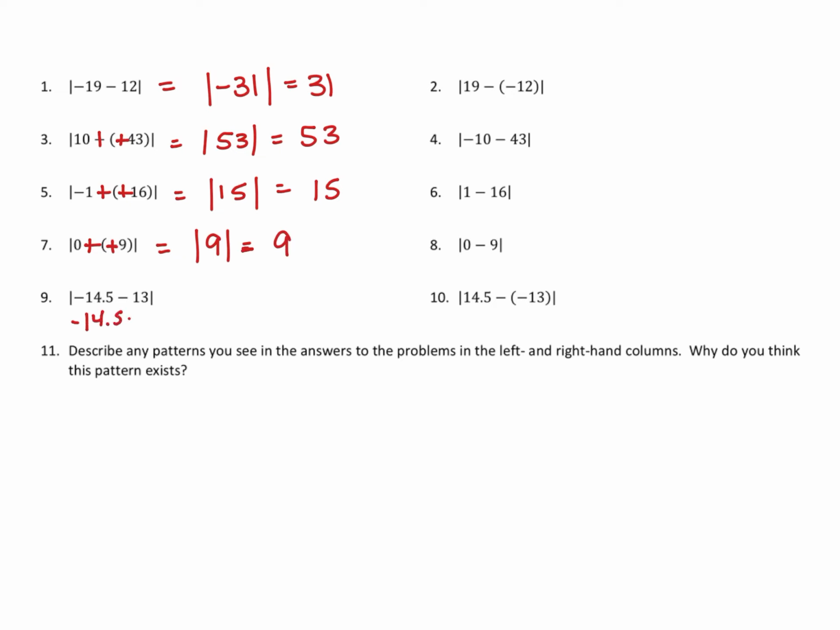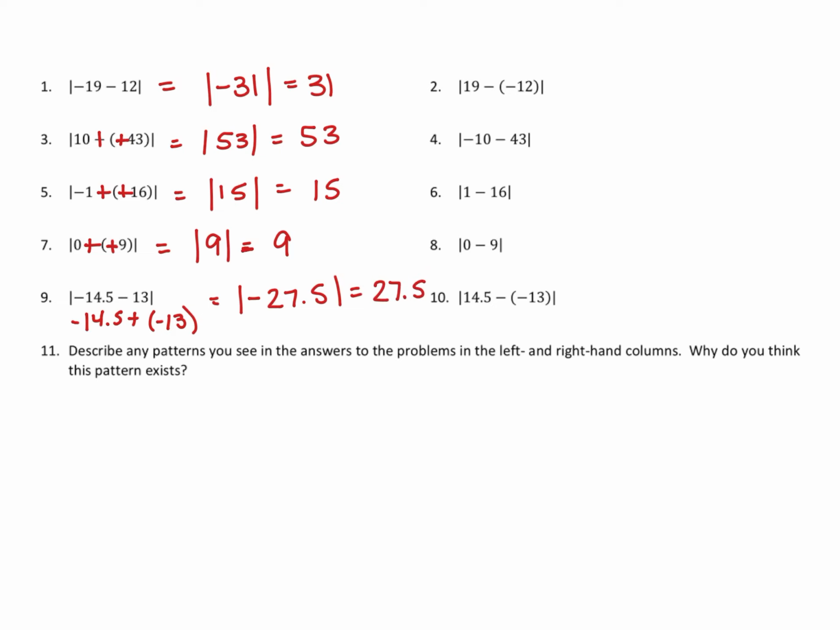Negative 14.5 plus negative 13 moves us farther into the negatives. So we have negative 27.5. In absolute value, our answer comes out positive and we get 27.5.